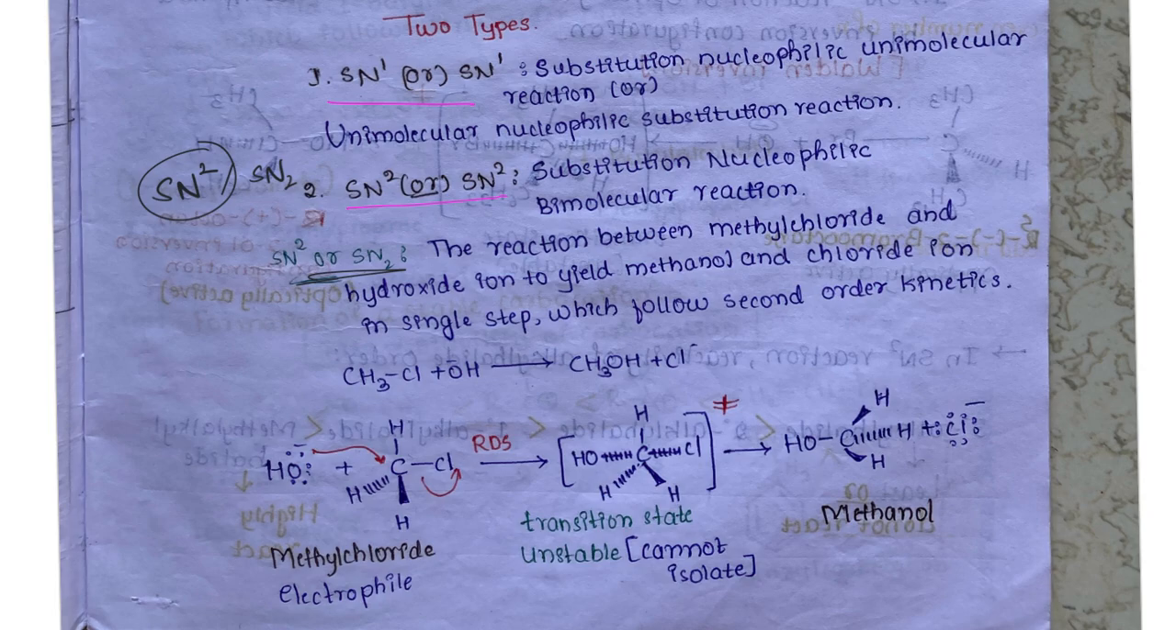So what is an example here? The reaction between methyl chloride and hydroxide ion to yield methanol and chloride ion in a single step, which follows second order kinetics. Observe what is happening. This is methyl chloride. This is the nucleophile OH minus. It will attack this carbon and the chloride will leave. Therefore, we will get methanol, and chloride ion is the leaving group. LG means leaving group.